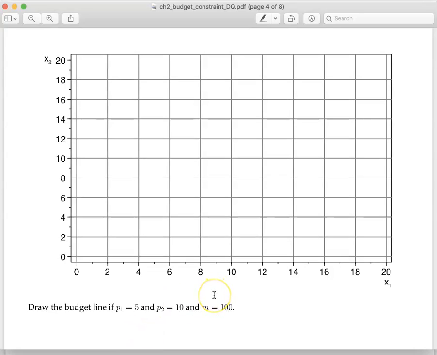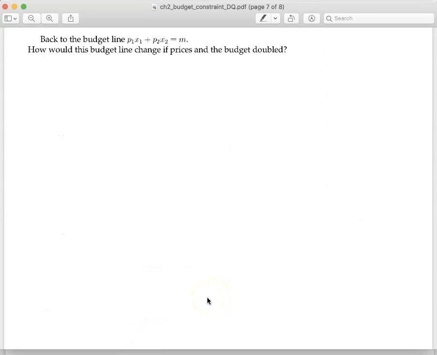Let's see, let me flip forward. Here's one more in-class question that we'll talk about. How would this budget line change if prices and budget doubled? So that's the question I have for you. How would this budget line change if both prices and the budget doubled?